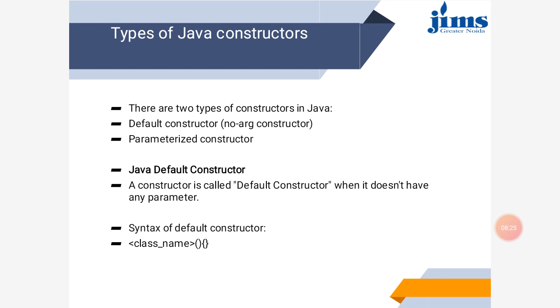Types of Java constructors. There are basically two types of constructor. One is the default constructor when we are not passing any argument, and the second one is the parameterized constructor when you are passing values, and that will initialize instance variables at the time of object creation. And what is the syntax of writing a default constructor? In this, we write the class name, then brackets, and the body of the constructor.